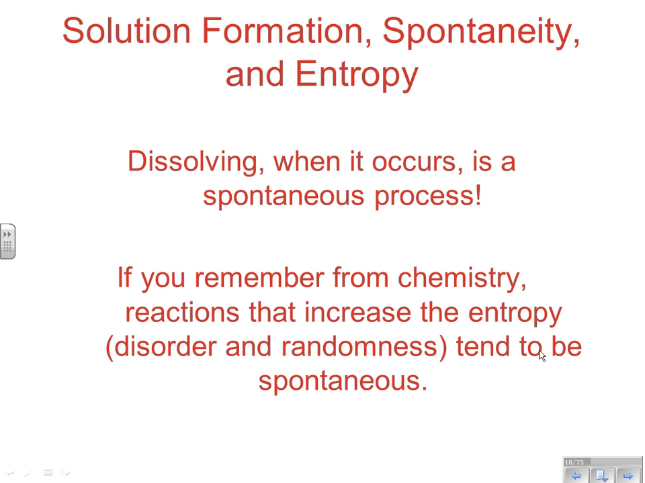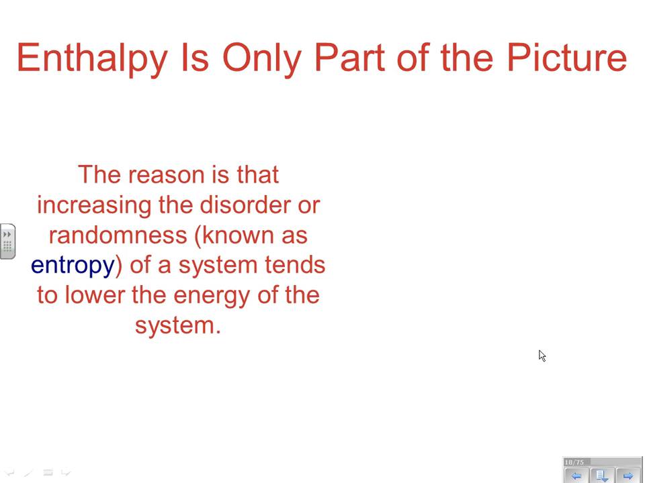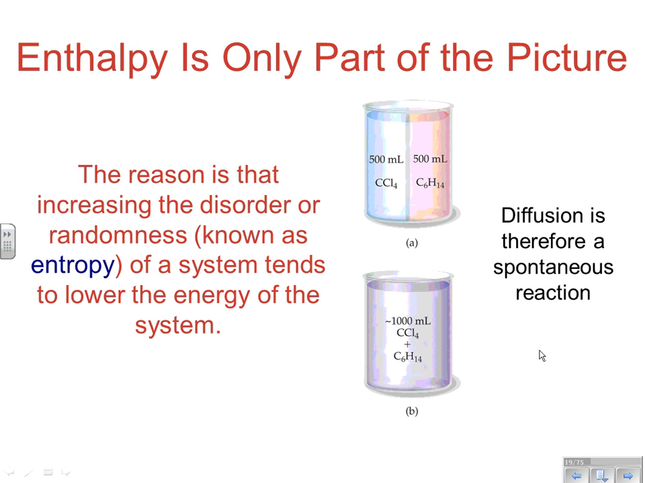So if you remember from chemistry, reactions that increase in entropy, that means more disordered, more random, they tend to be spontaneous. Exothermic things tended to be spontaneous. The two together, always spontaneous. When the reaction was endothermic, if the increase in entropy gave us a great enough energy advantage, that would make the overall reaction still spontaneous, even though it was endothermic. And that's really the other component we're going to look at here. So really what's happening when we're looking at an increase in disorder, which is known as entropy, that's lowering the energy of the system, and that's an energy advantage.